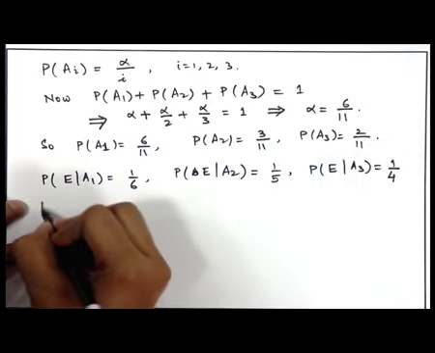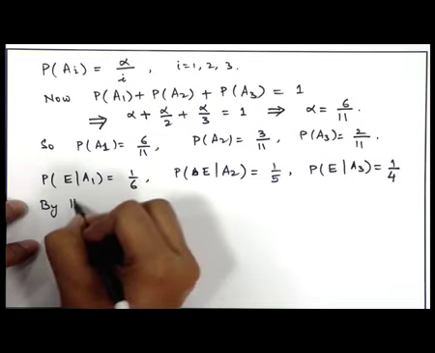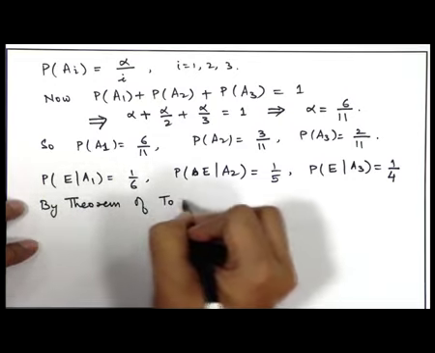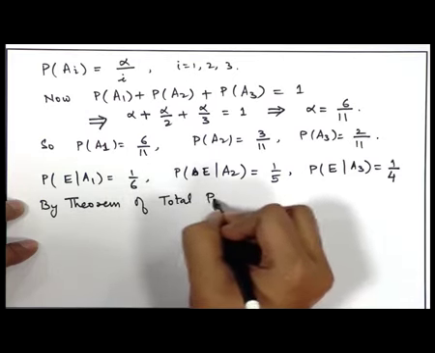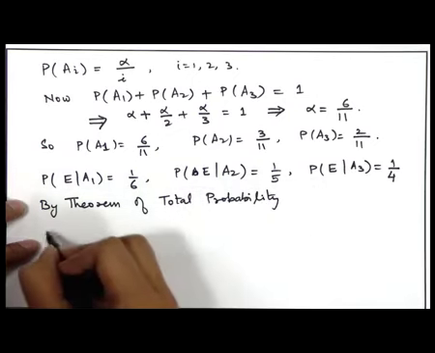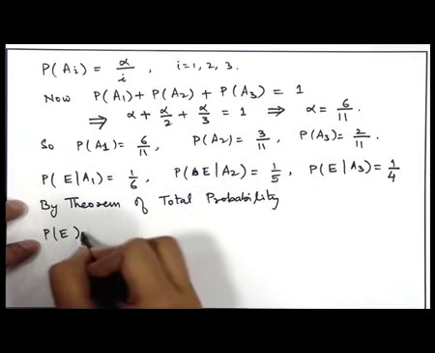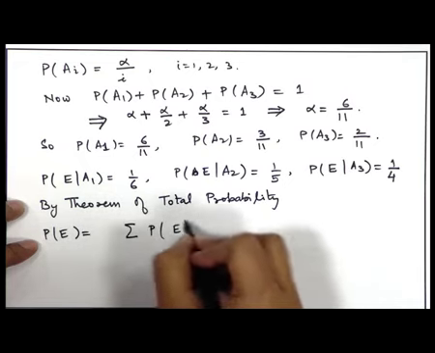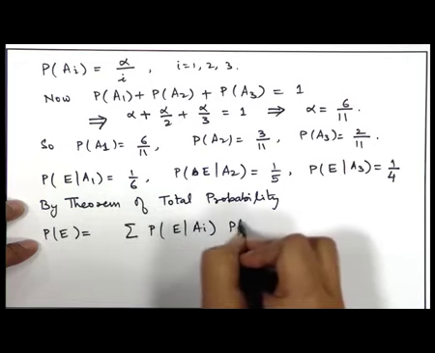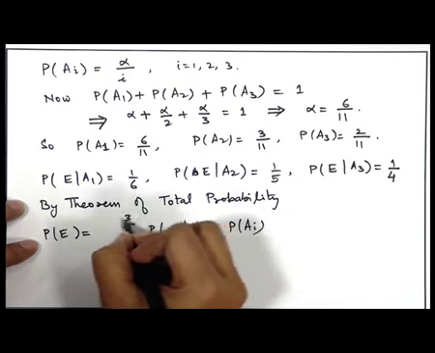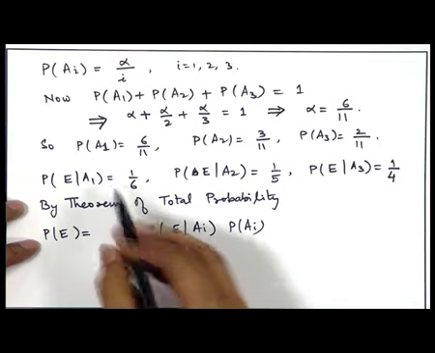Now, by the theorem of total probability, probability of E is equal to sigma probability of E given Ai into probability of Ai, i is equal to 1 to 3. So, all the values are available to us.